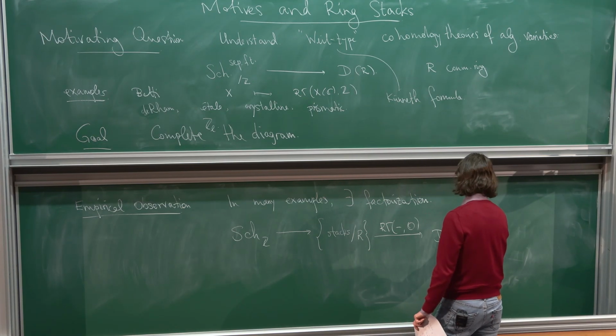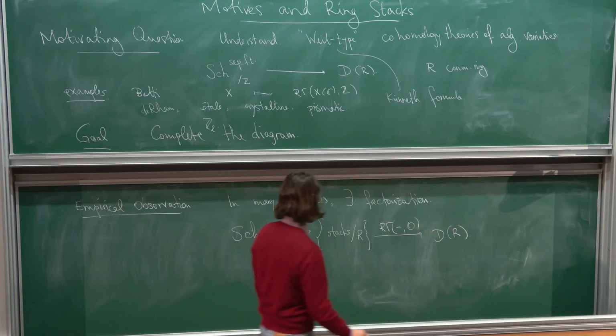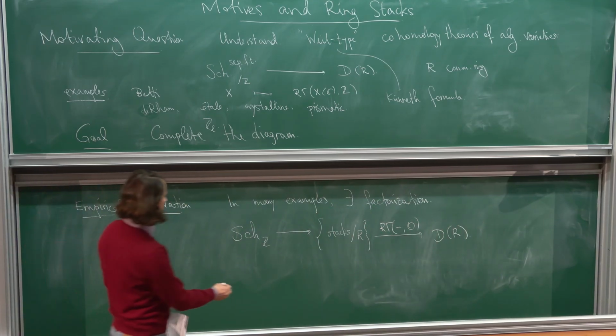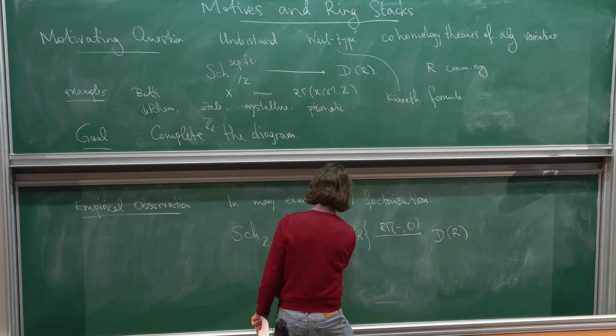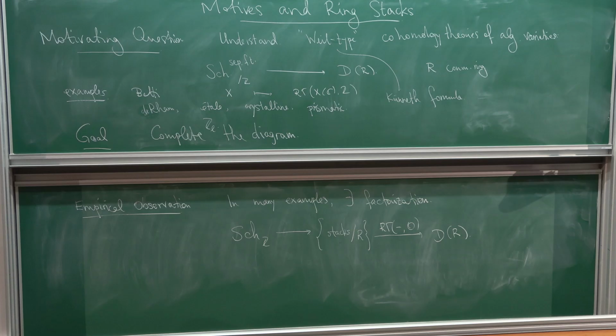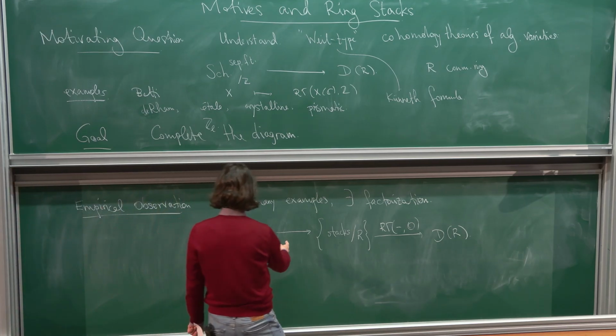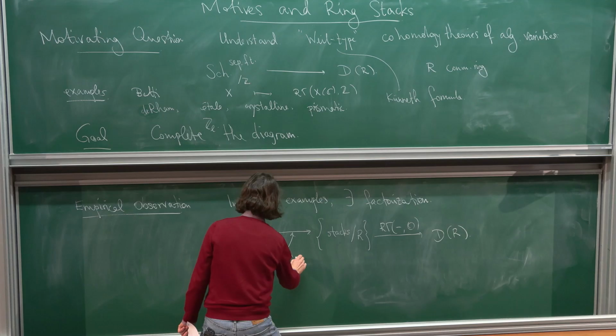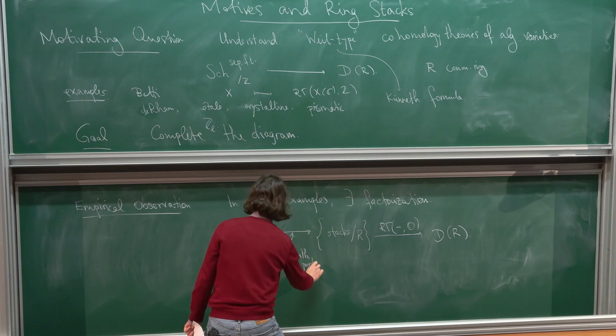Then of course you go to D of R. And under very minor assumptions on the stack, this will automatically take products here to tensor products. So this is basically automatically a symmetric monoidal functor. And then the symmetric monoidality you would want is that this functor should commute with finite products, or even all finite limits, as it often does.